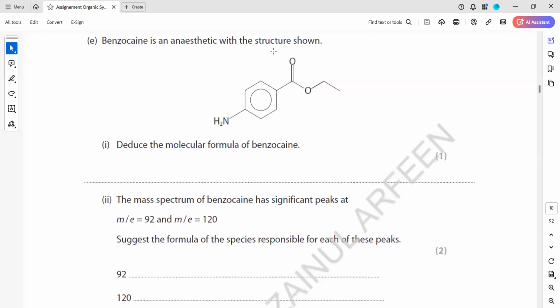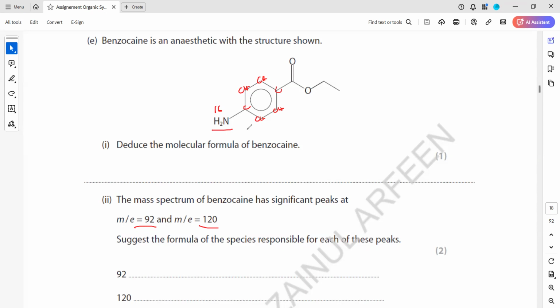So we were discussing this question. We need peaks for 92 and 120. How you can work out this one: nitrogen is 14 plus 2 makes 16. What about this? This will be CH. This is also CH. This is also CH. This is C. This is CH. And this is also C. So 1, 2, 3, 4, 5, 6 are there. So 6 multiplied by 12 makes 72.